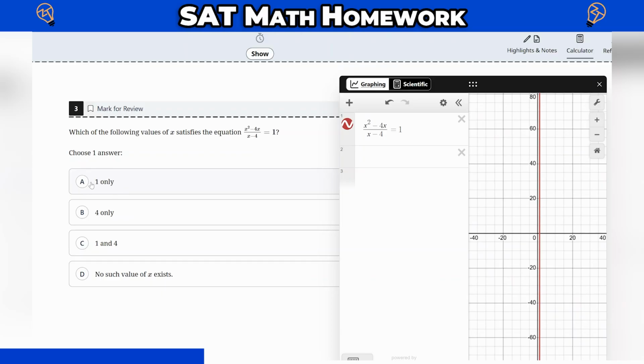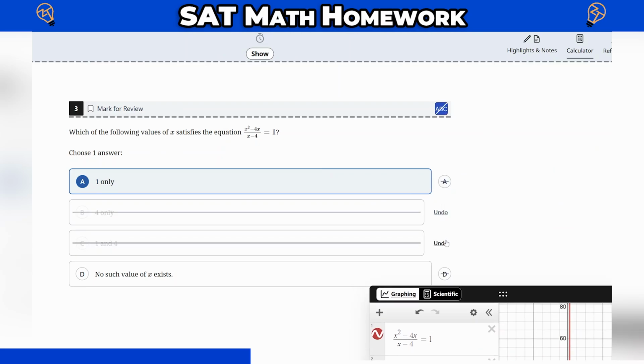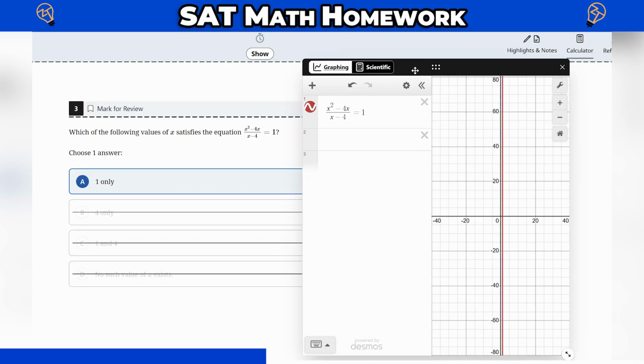So it looks like the correct answer is going to be A, just one solution of being the value of 1. I don't see 4 anywhere. So why would I think it's B? Why would I think that it's 1 and 4 if I already said it doesn't look like I see 4 anywhere? And since I already got a solution, it doesn't make sense to say there's no solution. So that is the correct answer.